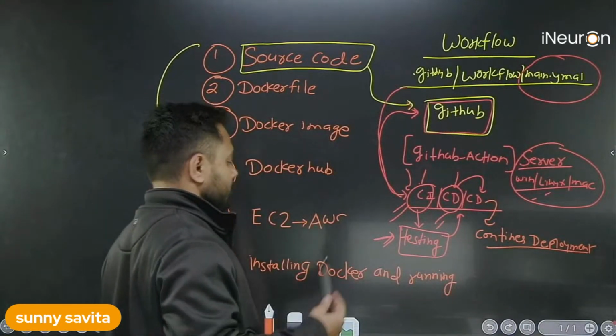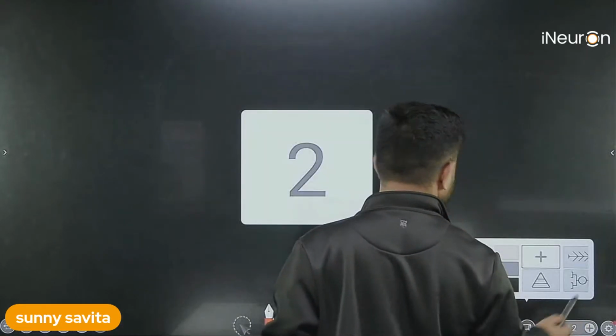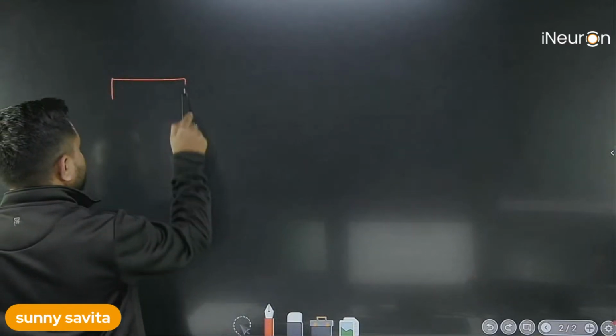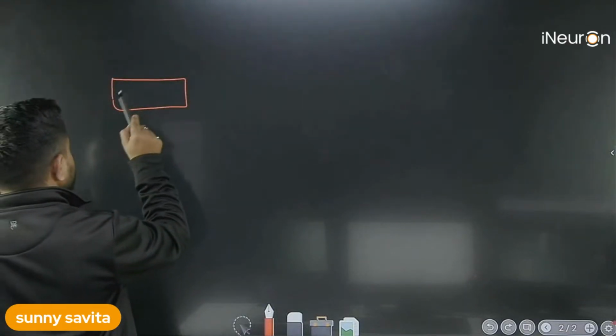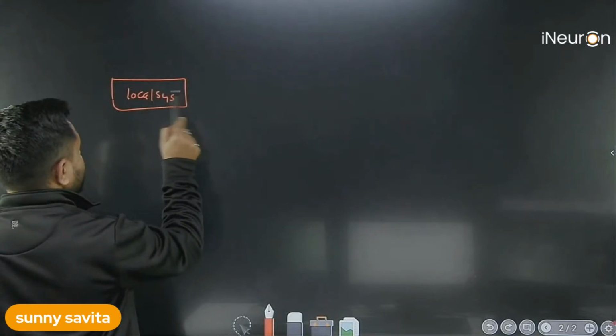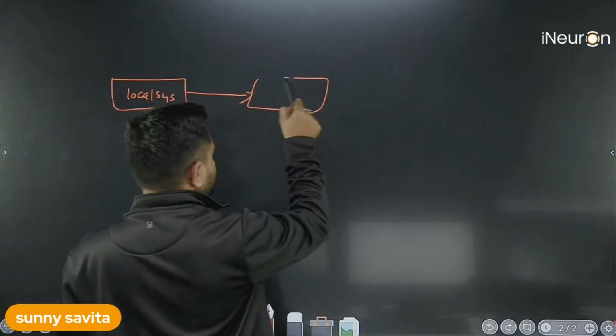So let me summarize this again. First, my code is available in my local system. From here, I am pushing it to my GitHub.